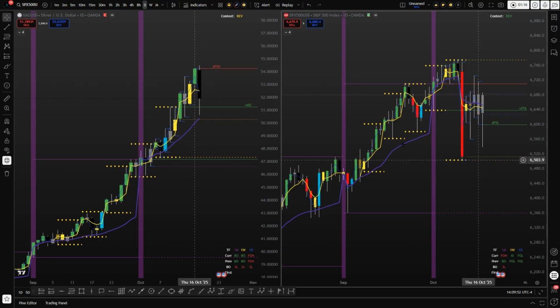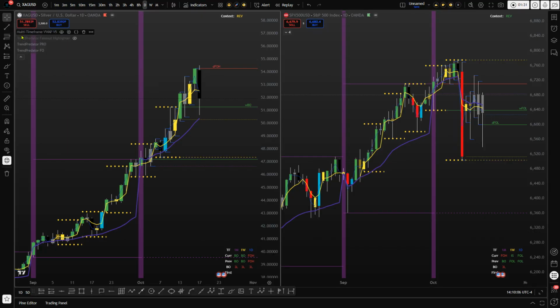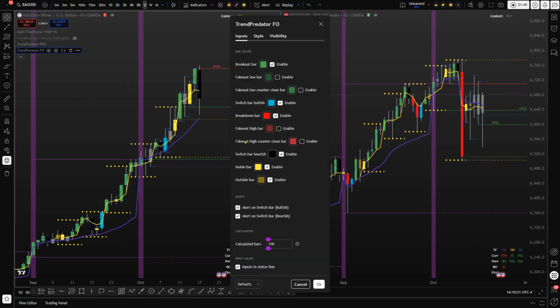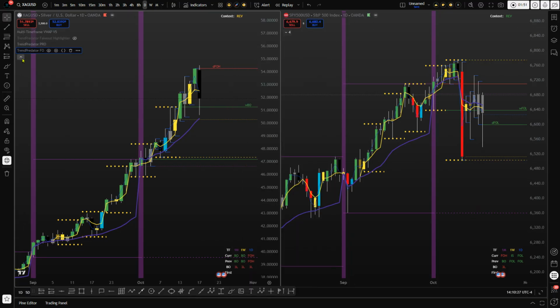These are daily charts, and we have an overlay of the Trend Predator Pro. The Trend Predator Pro is a bespoke indicator designed for this style of trading. And we're also looking at the Trend Predator fake out highlighter. This is version 1, this is version 2 under beta testing. It's got a few add-ons in the settings, notably an alert on the switch bars. Now, what we've got here also are the VWAPs monthly, weekly, and daily.